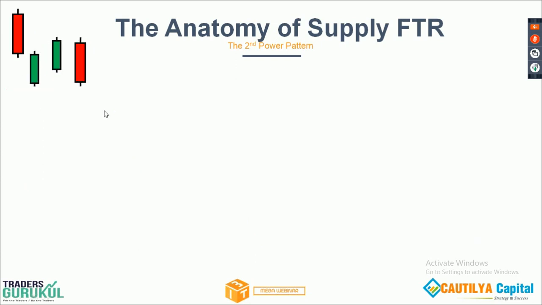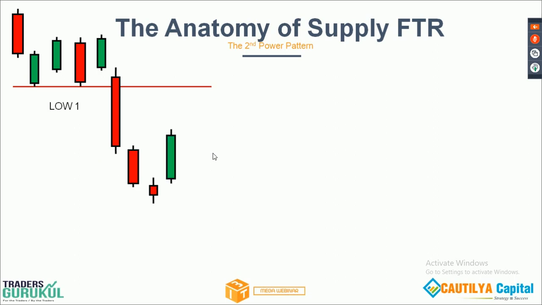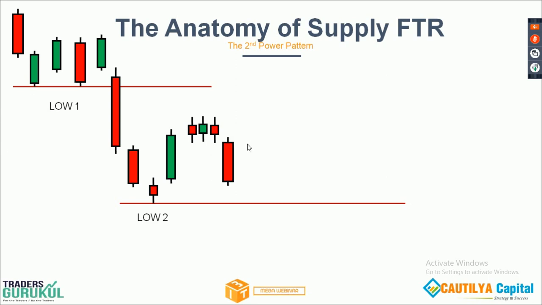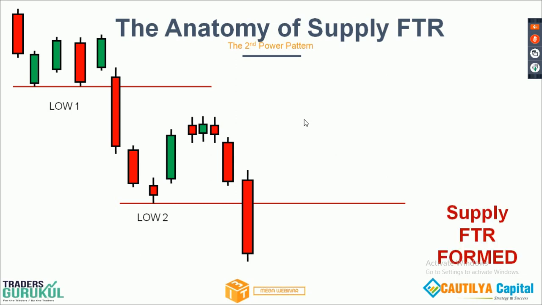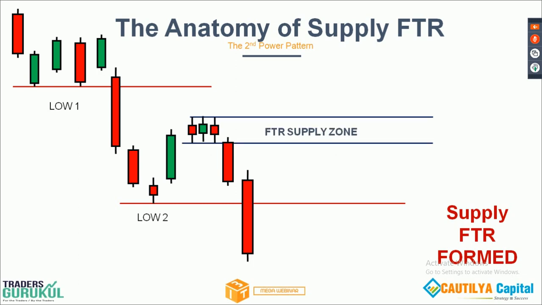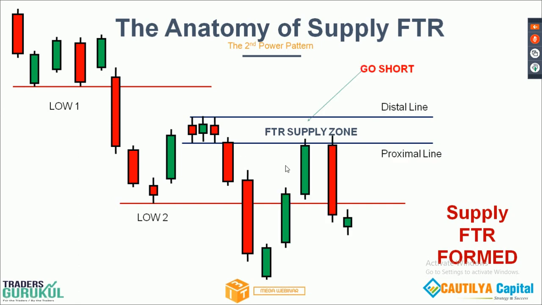The same thing in the form of candlesticks. A low is formed. Step number 1. Step number 2, the low is broken. Step number 3, low 2 is formed. Step number 4, base is formed. Step number 5, low 2 is broken. It is at this level, after the 5 rules have passed, that the supply FTR is formed. That's the FTR supply zone, and when price comes back, I look forward for a short and it will react.